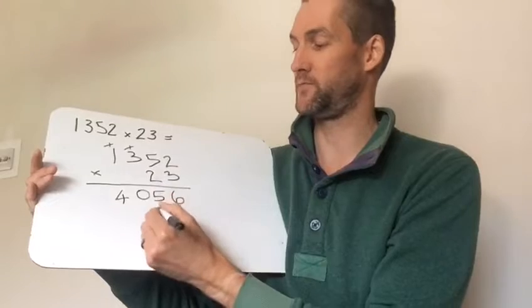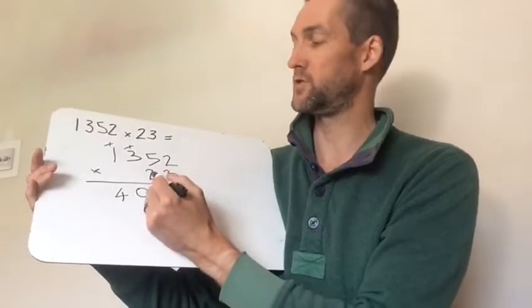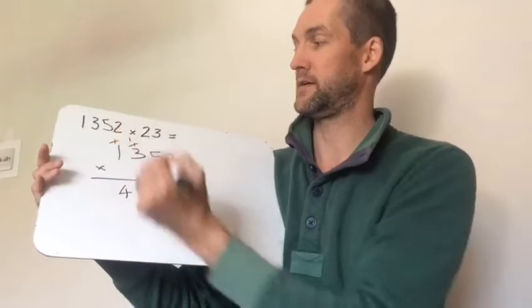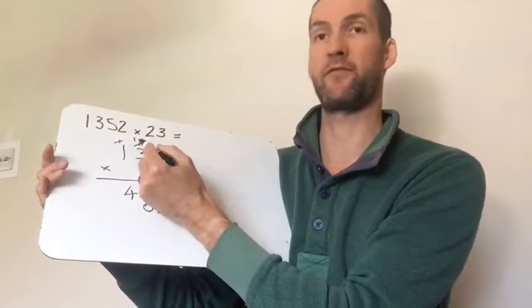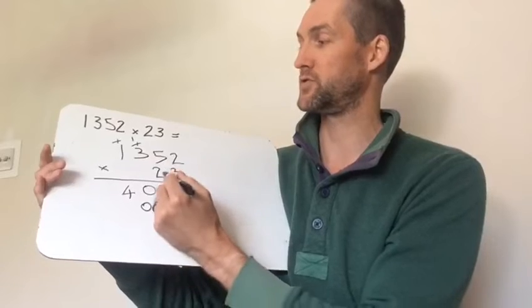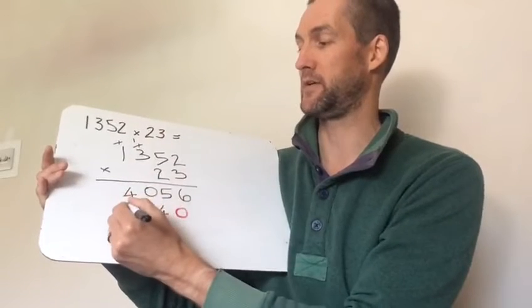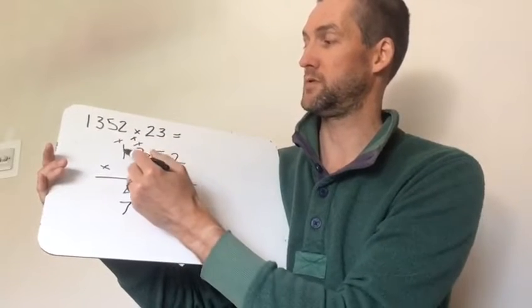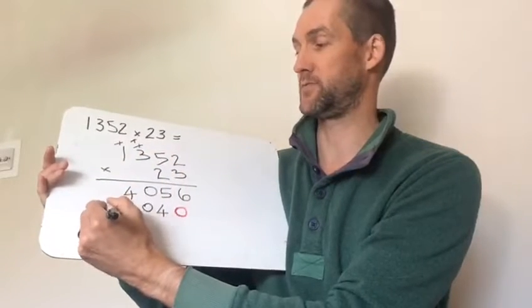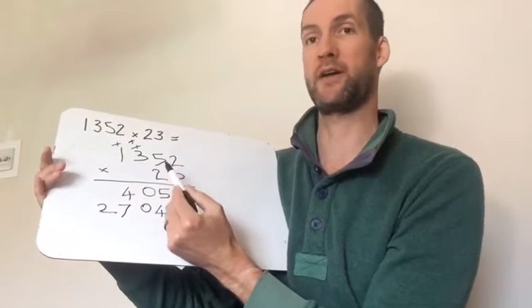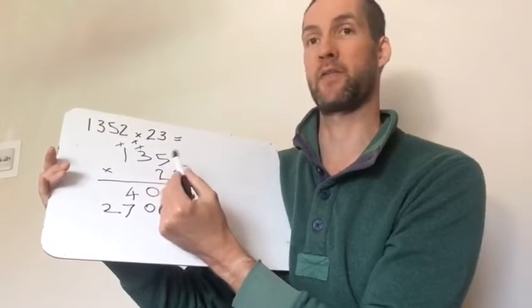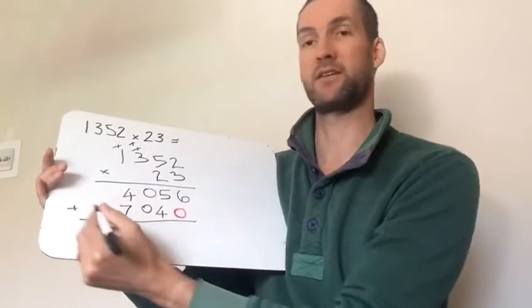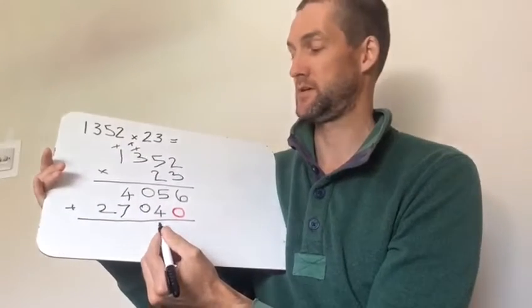2 times 2 is 4. 2 times 5 is 10. And we can carry a 1 over above the previous one. 2 times 3 is 6, plus 1 is 7. 2 times 1 is 2. Now we've multiplied by 23 by that number. Now we've got two columns. We now need to add those columns together.